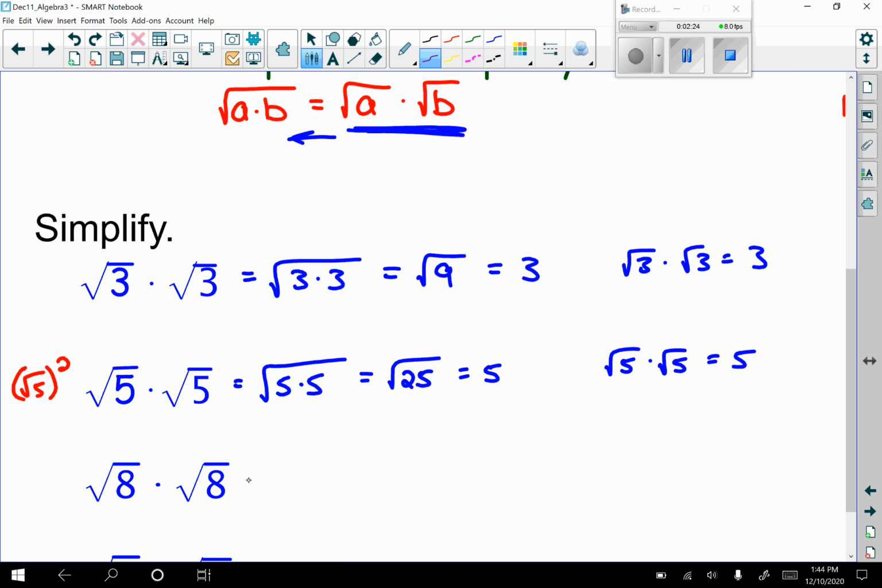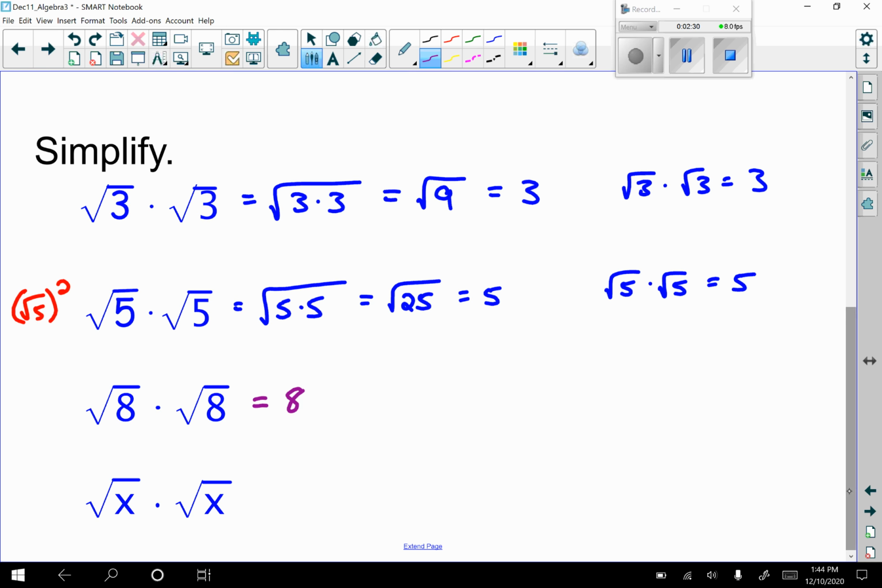Now radical 8 times radical 8, what do you think that'll become? Just an 8. So really we could say radical x times radical x is just going to become x. Anytime we multiply a radical times itself, it's like we're squaring that radical, and the square and square root cancel, and we're just left with what's underneath, the radicand. Sometimes we have to use this property, especially next week when we get into dividing radicals.